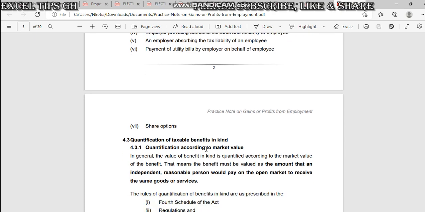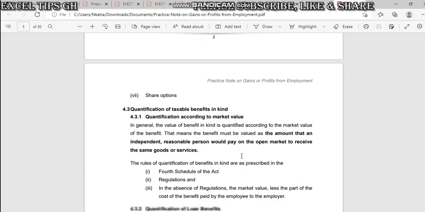Now, how are you going to value all of those things? The Act says that it should be based on the market value. And here, I'm skipping to this side. That means that the benefit must be valued as the amount that an independent, reasonable person would pay on the open market to receive the same goods or service. So, this explains itself.